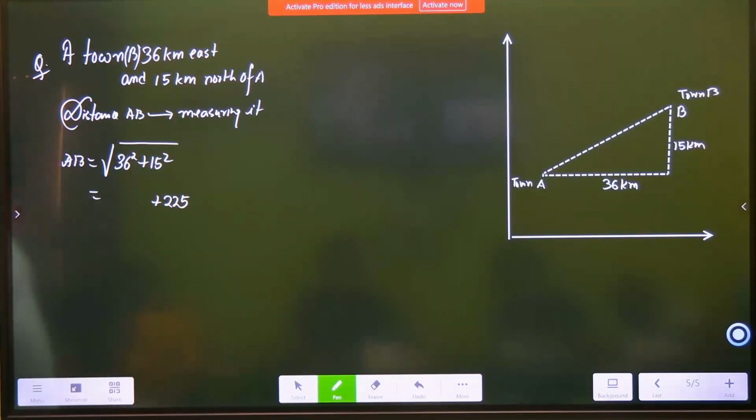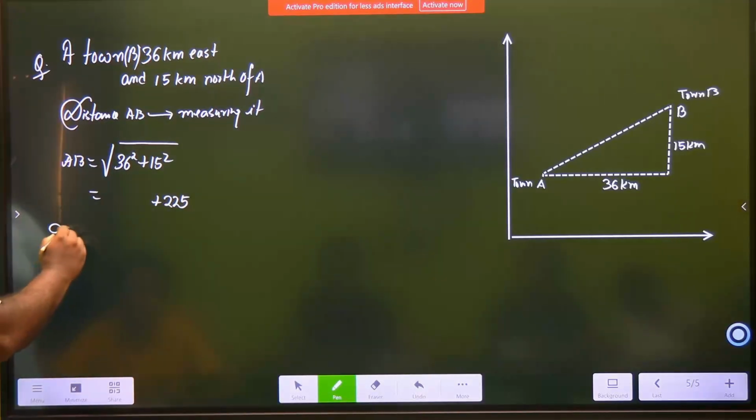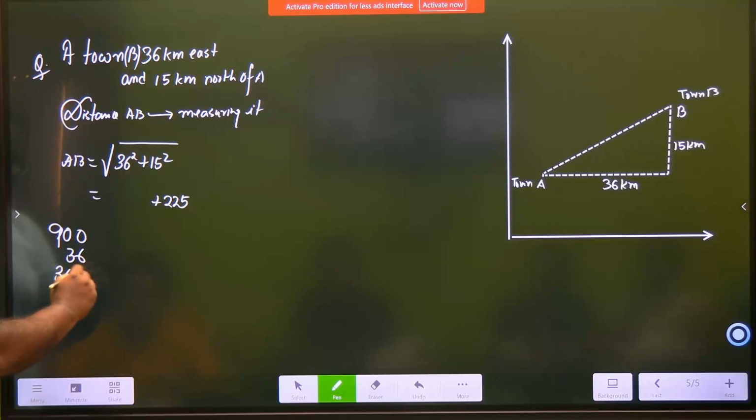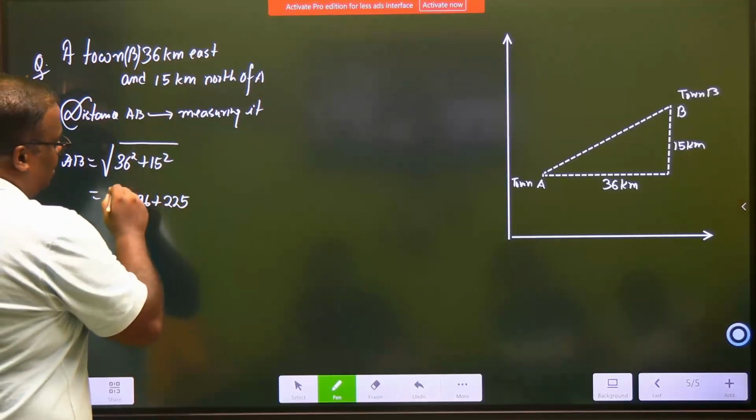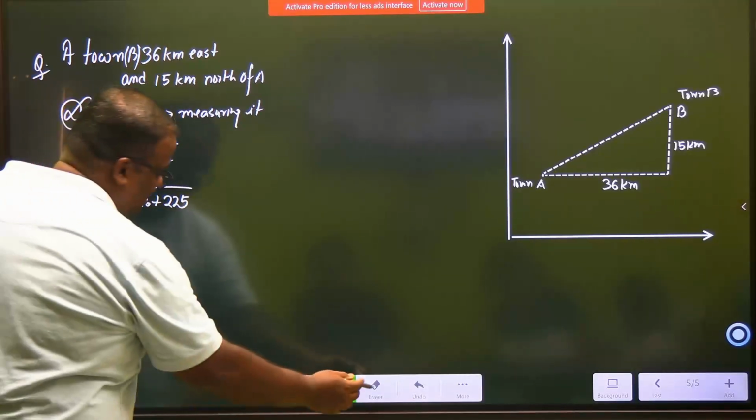Now tell me, what is 36 square? 36 square is 30 plus 6 whole square. 30 square is how much? 900. 6 square is how much? 36. 2 into 6 is 12. 12 3s are 36. So 6, 9, 10, 11, 12. 1, 2, 9, 6. Nonsense. Now you solve it.